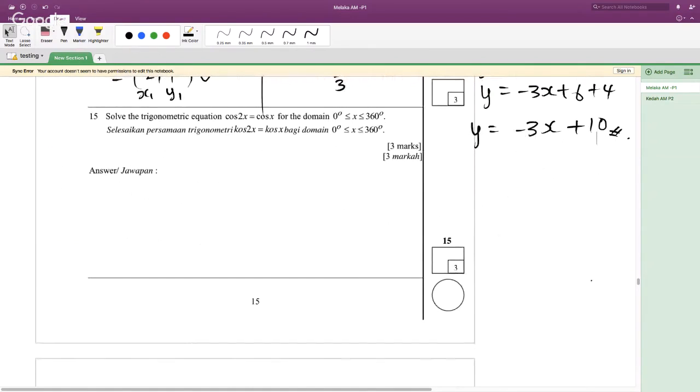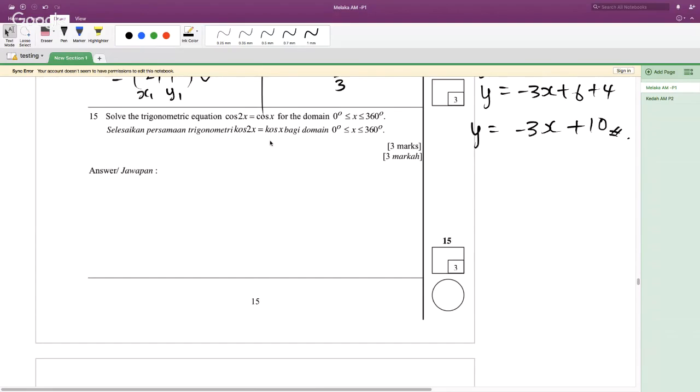Solve the trigonometric equation cos 2x equals cos x. So what I will do over here is I just expand the cos 2x. I hope I remember the formula. In fact, I guess I forget already. For cos 2x, we have three different formulas, isn't it? Okay, let me choose one with only x.